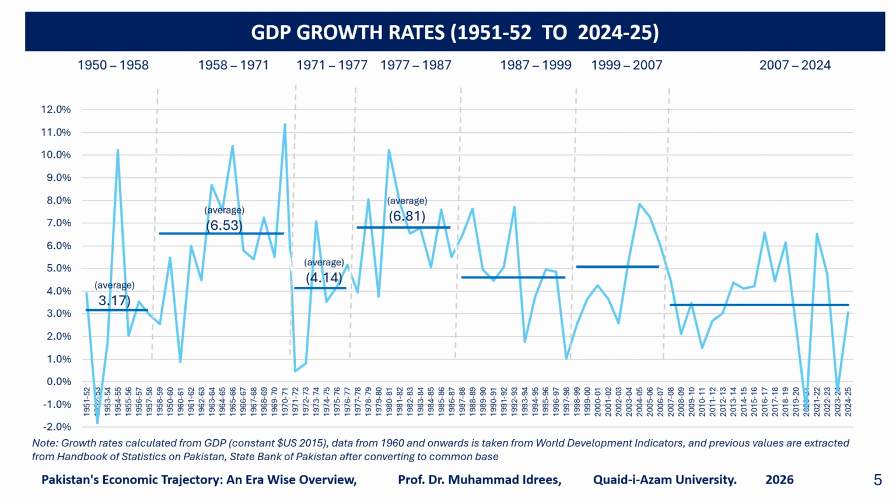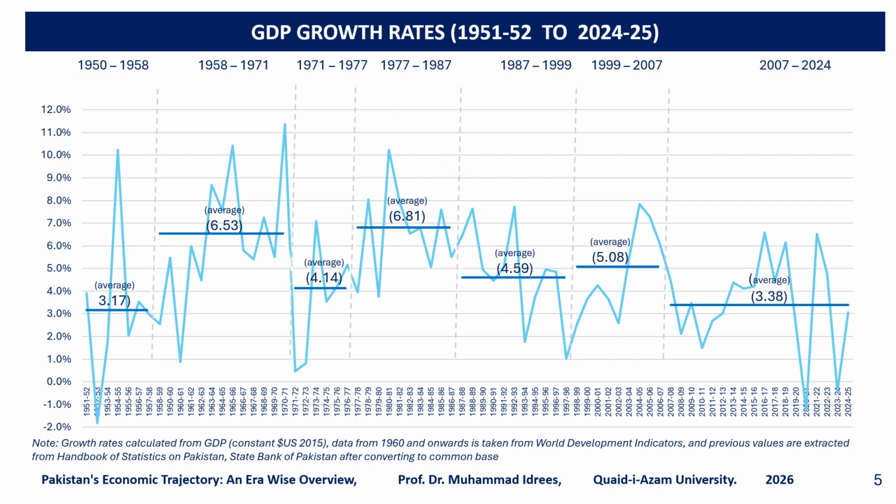And during this regime, our average annual growth rate of GDP was 6.81, exceptionally high. Then in the next regime, the GDP growth rates once again reduced to 4.59. Then from 1999 to 2007, the average annual GDP growth rates were 5.08. And now from 2007 onward, the average annual GDP growth rates are 3.38. Now this graph and the average figures are clearly telling us that the growth rates were not sustainable.